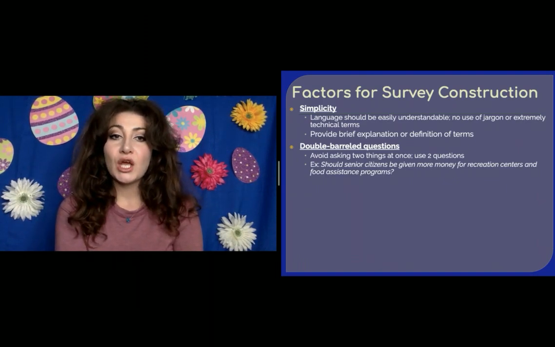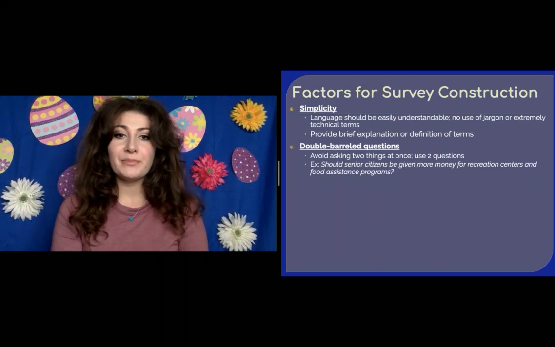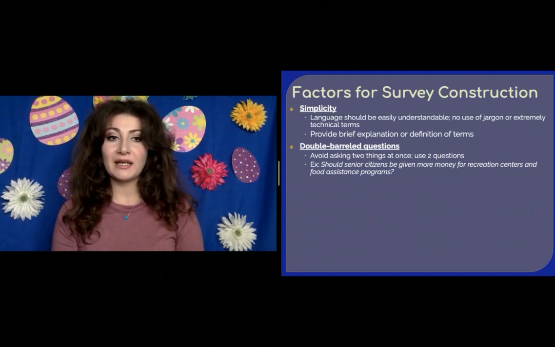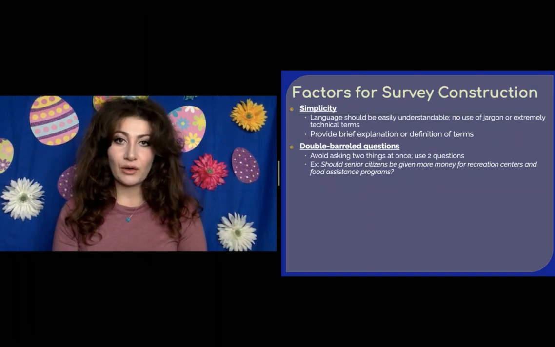So an example of this would be, should senior citizens be given more money for recreation centers and food assistance programs? This is a double-barreled question because in this case, you're asking your participants to judge whether senior citizens should be given more money for recreation centers and more money for food assistance programs.